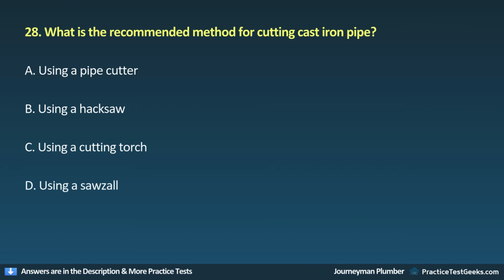28. What is the recommended method for cutting cast iron pipe? A. Using a pipe cutter. B. Using a hacksaw. C. Using a cutting torch. D. Using a sawzall.